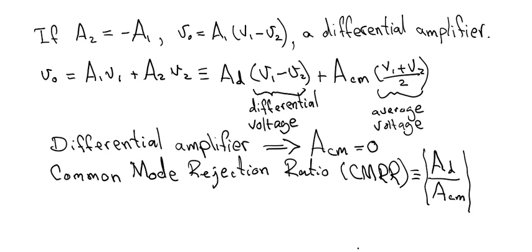The differential and common mode gains, that's ACM and AD, are functions of A1 and A2. A measure of how differential an amplifier actually is, is the common mode rejection ratio, or CMRR. CMRR is defined as the ratio of the absolute values of the differential gain to the common mode gain. The higher the better. A perfect differential amplifier has an infinite common mode rejection ratio because ACM equals 0.